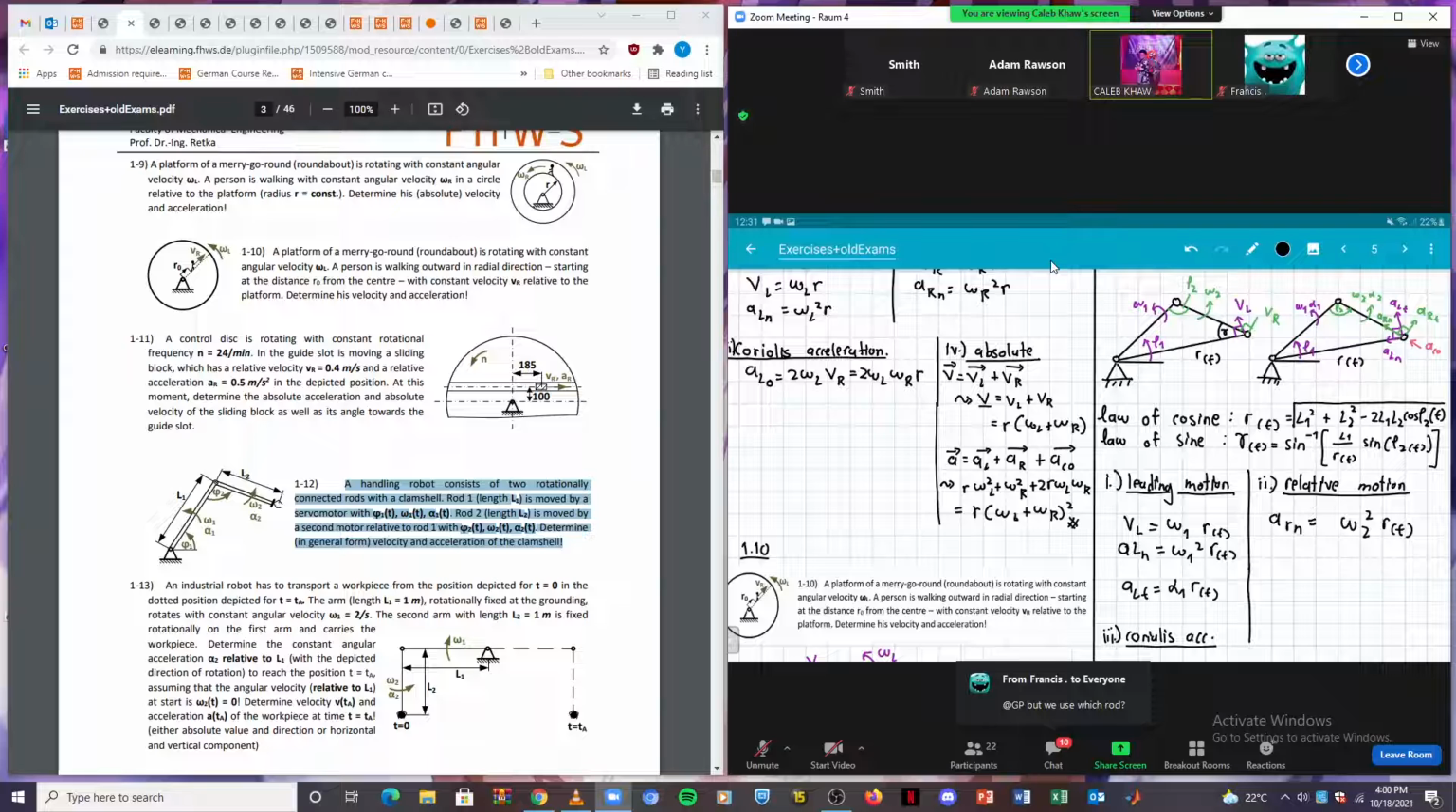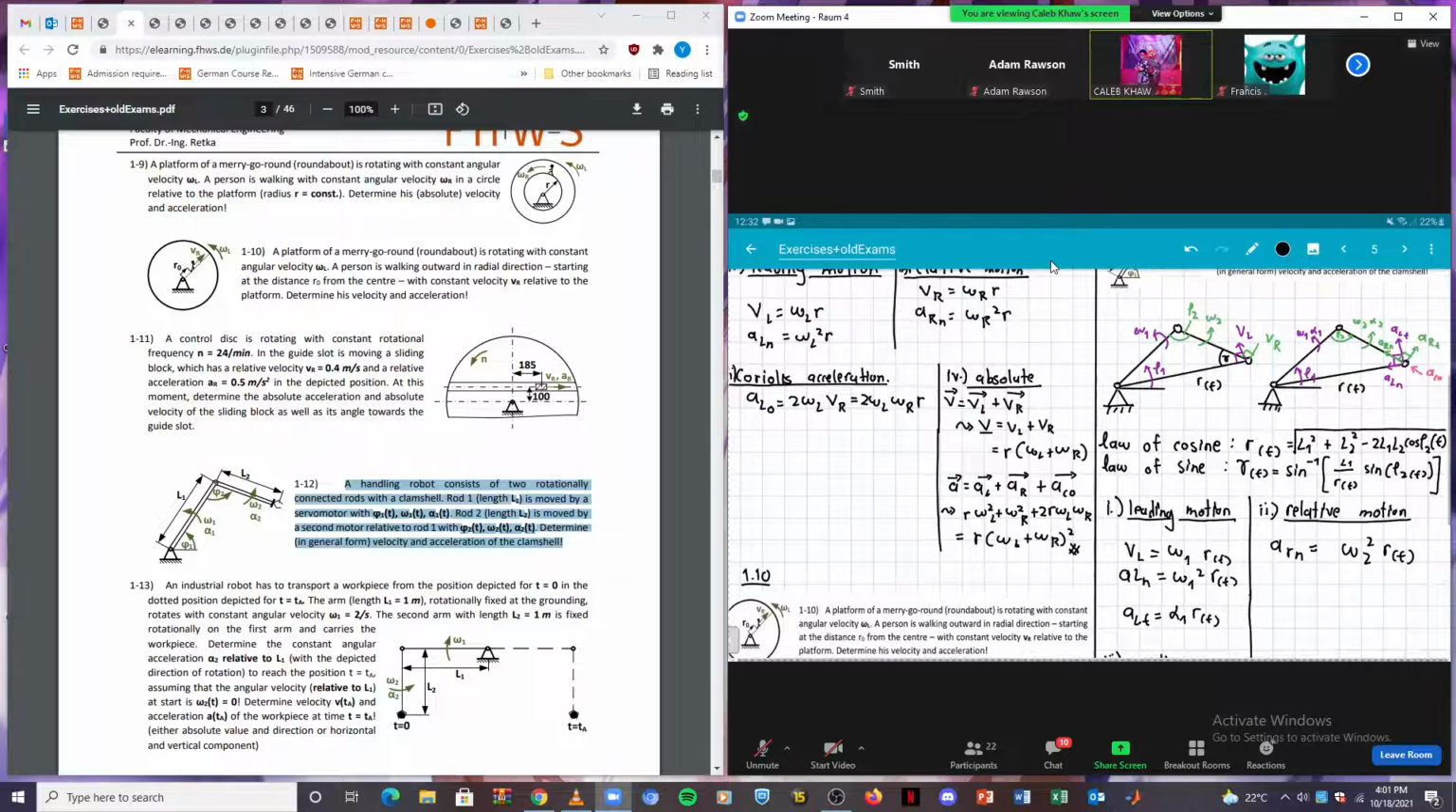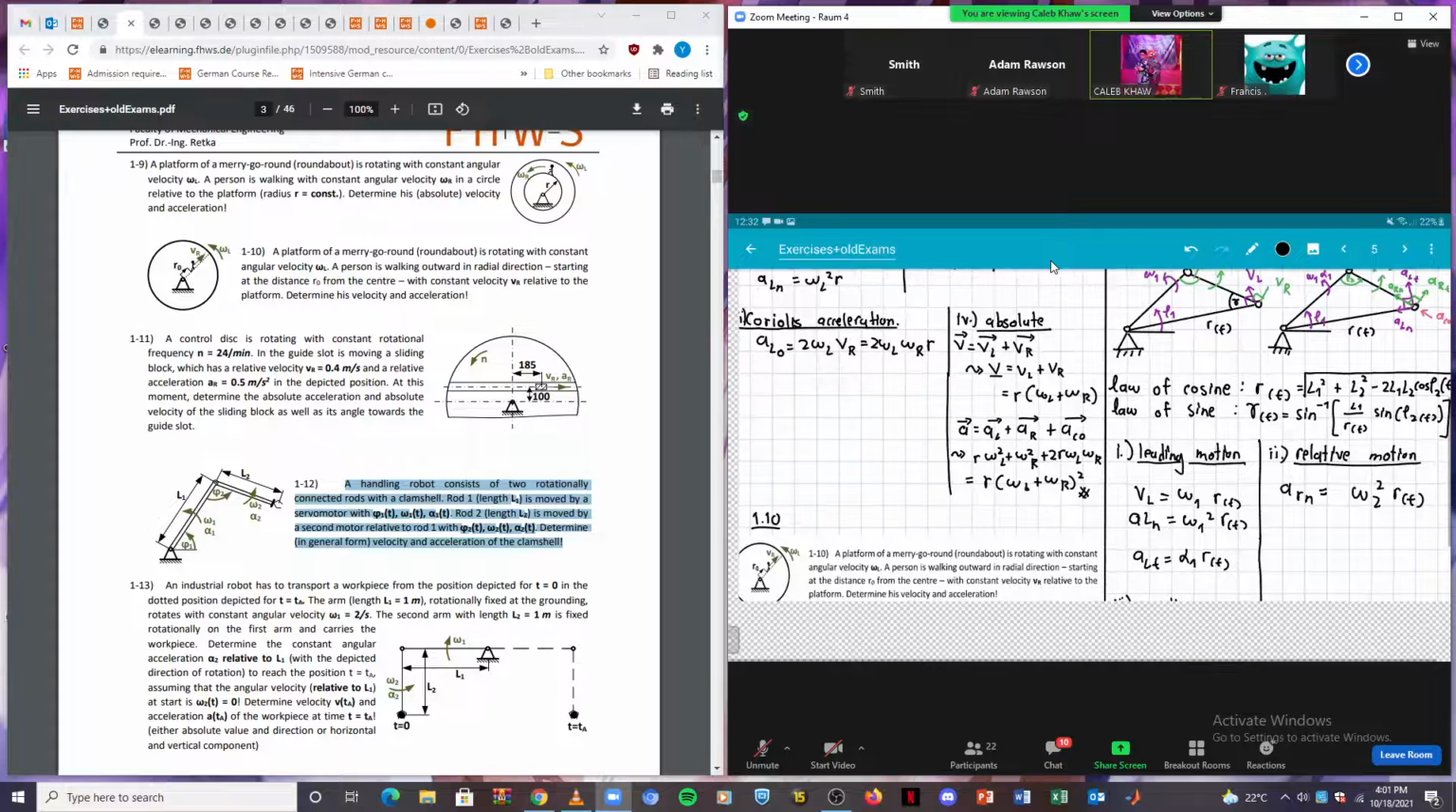I'm so sorry, I have no idea what you guys are talking about. For the relative what? Relative velocity? Yeah, so for the relative acceleration, and the relative velocity as well, we want to replace the R of t with L2. Yeah, that's correct. Replace the R of t with L2.